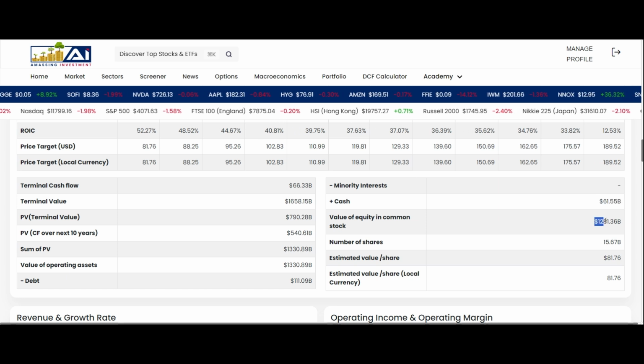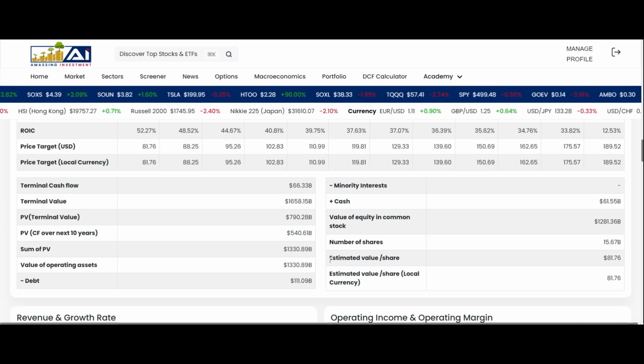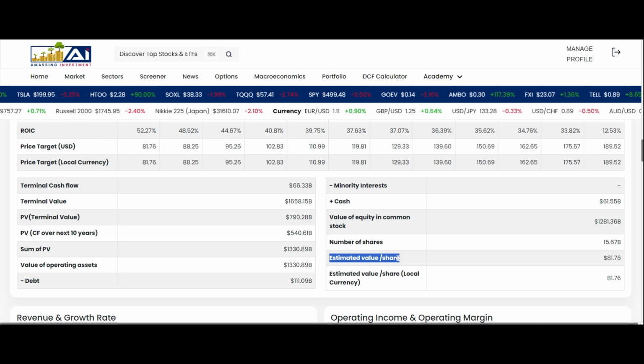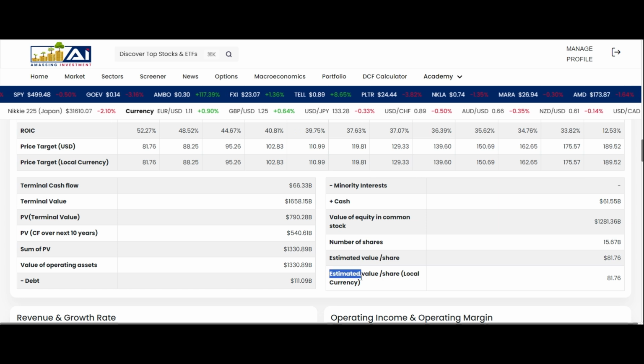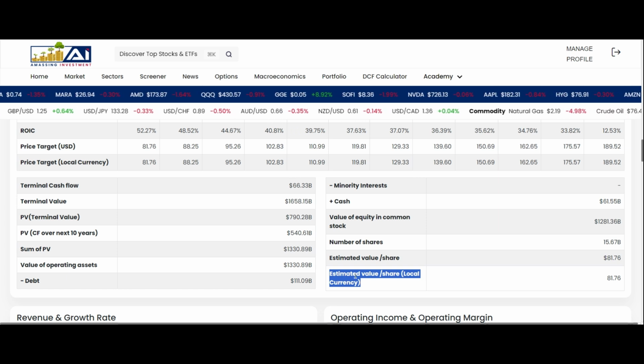Dividing this by the total shares outstanding yields the estimated value per share, or the intrinsic value of Apple in USD. If a stock's financial reports are in a currency other than USD, we convert these figures to the respective local currency to facilitate easy comparison between the estimated and current prices. This comprehensive section is not just numbers on a page, it's a tool for making informed investment decisions.